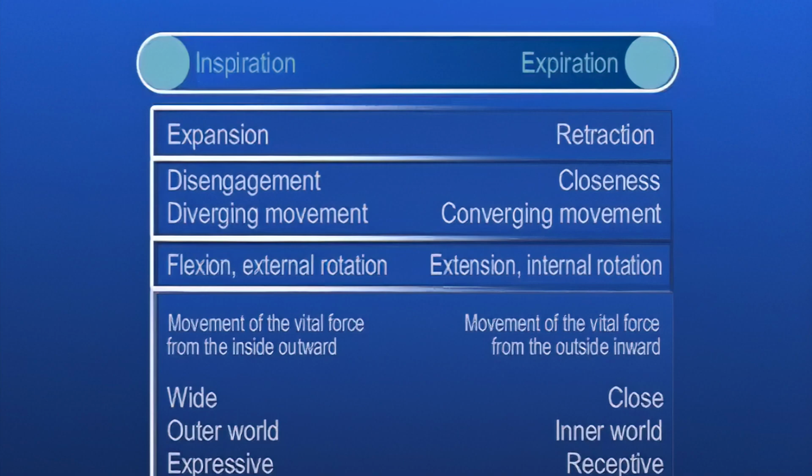The portrayed diagram gives further insight to the rhythmical processes of qualities and conditions which arise during the primary respiration.